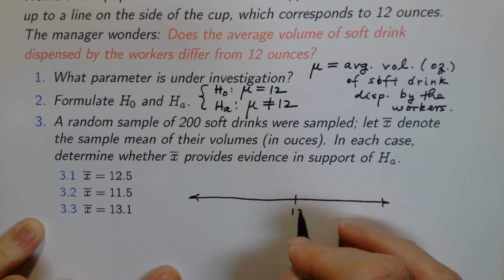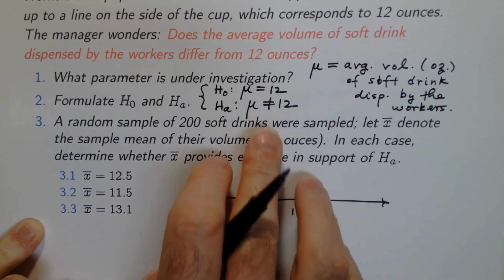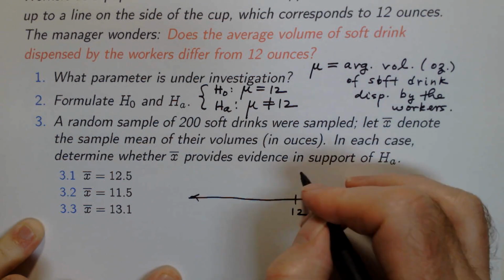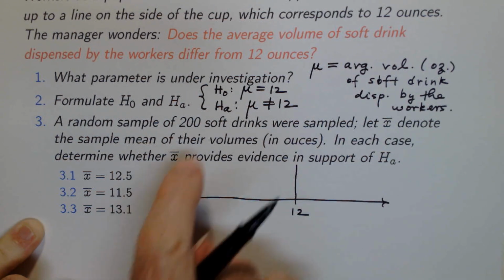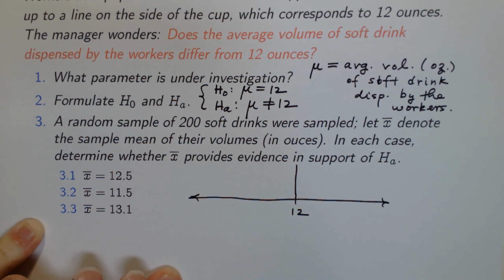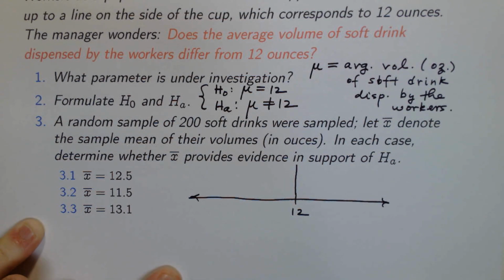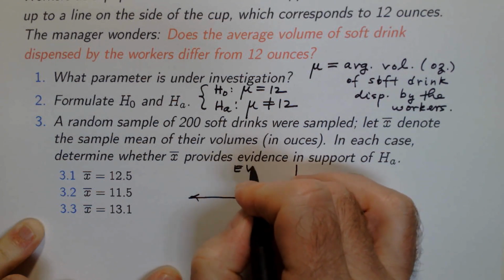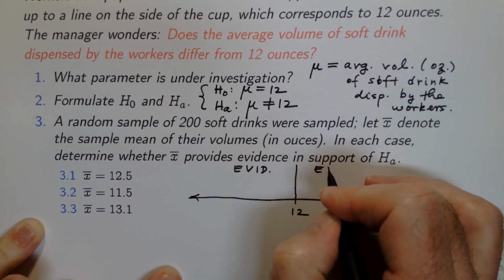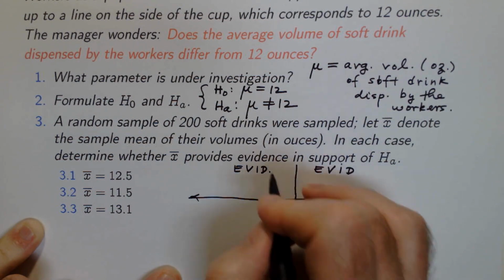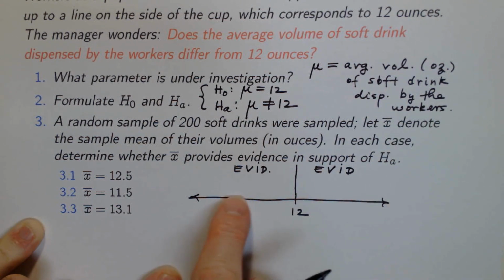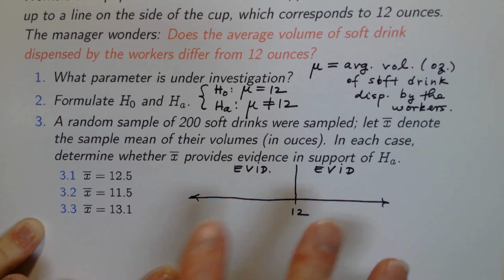We've got our number line, and there's the 12 ounces that comes from the null hypothesis. Now, because our alternative hypothesis is simply mu not equal to 12, in this case, both sides of 12 provide us with evidence in support of this alternative hypothesis. So on both sides, we would mark both sides as providing evidence. Now, the further away x bar is from 12 in either direction, the stronger the evidence. But anything other than 12 is going to be evidentiary, right?